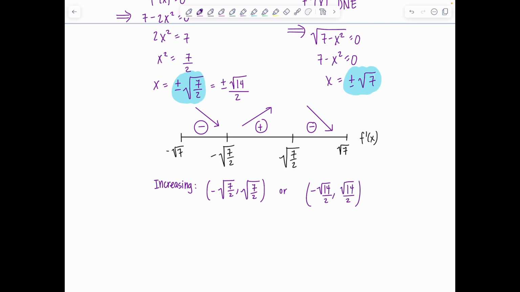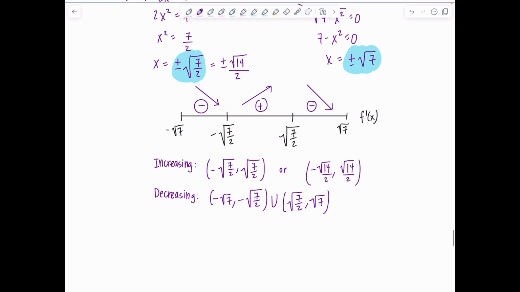But like I was saying, it was helpful to leave it unrationalized just so you can reference the numbers more easily. Decreasing from negative rad 7 to negative rad 7 halves, union rad 7 halves to rad 7. And then, do we have any local extrema? Yes, we do. We have a local min right here at negative rad 7 halves. So I'll just write negative rad 7 halves, and then the y value ends up being negative 7 halves.